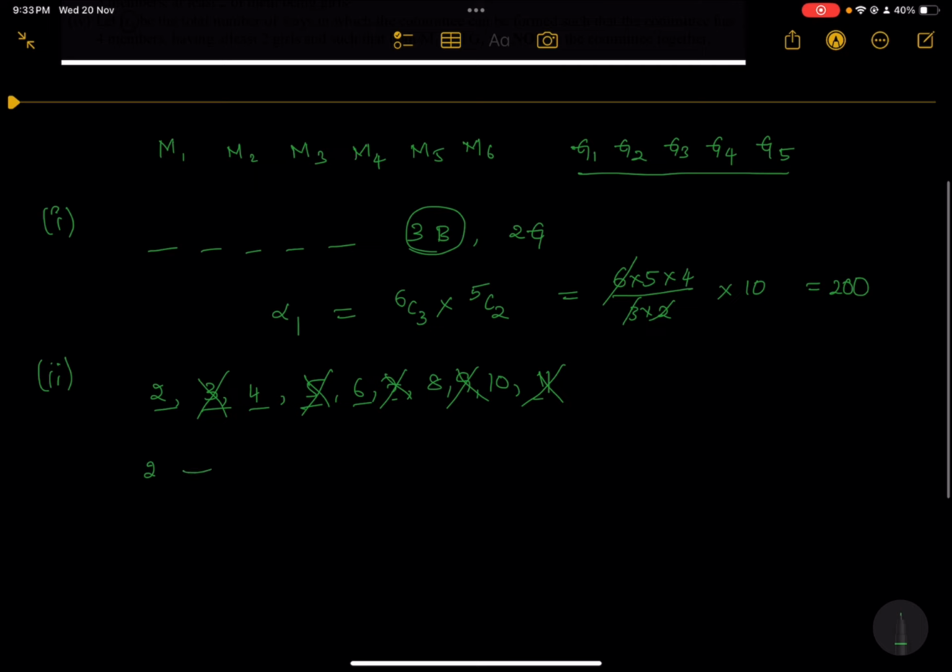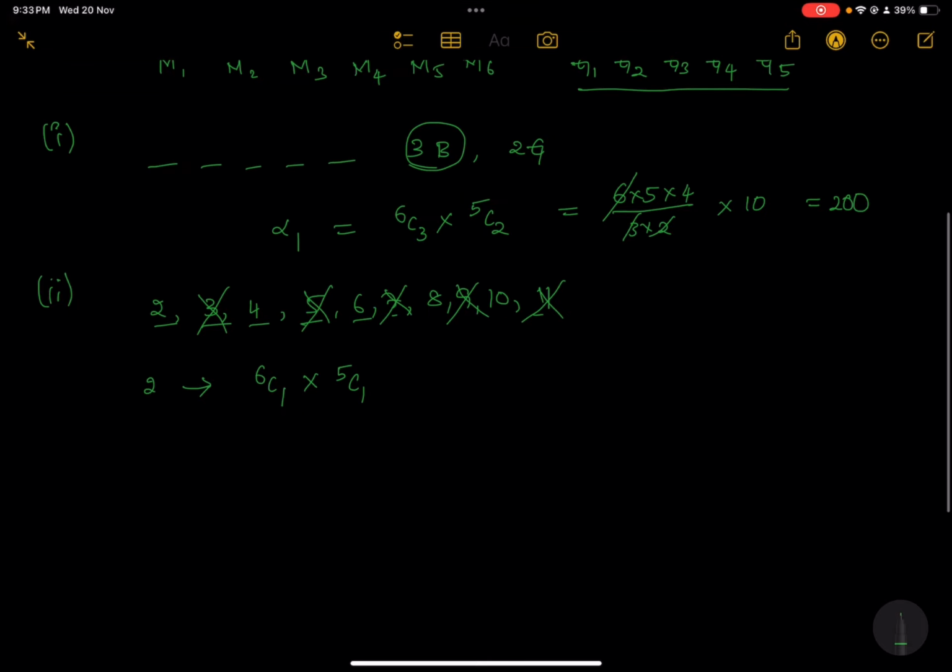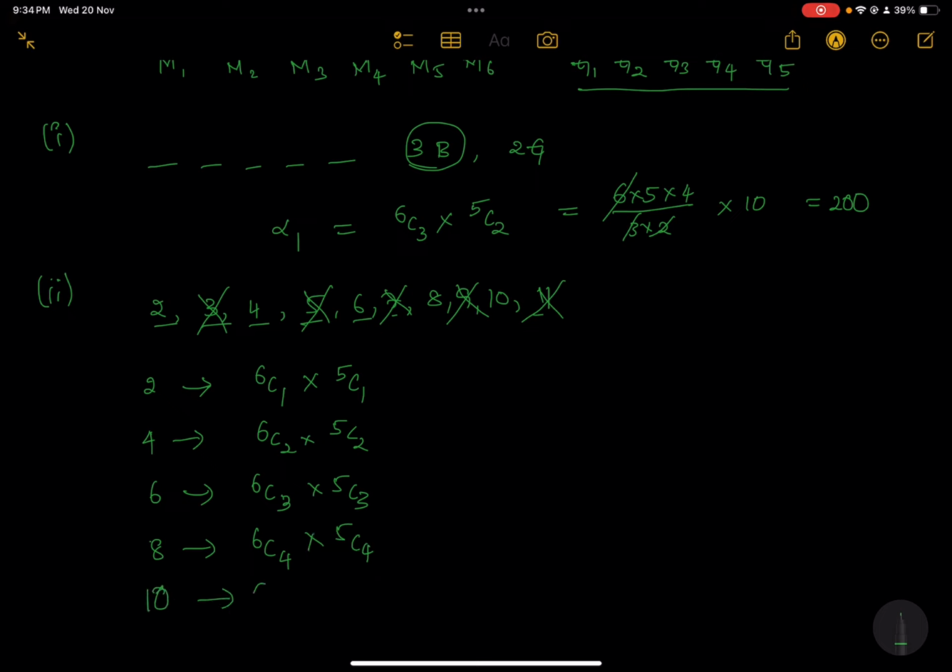Let us say the committee has 2 members. So it has to be 1 boy and 1 girl. So 6C1. From the 6 boys we have to choose 1 boy, and from 5 girls we have to choose 1 girl. If the committee has 4 people, this will be 6C2 into 5C2. If the committee has 6 people, this is 6C3 into 5C3. If the committee has 8 people, this is 6C4 into 5C4. If the committee has 10 people, this is 6C5 into 5C5.